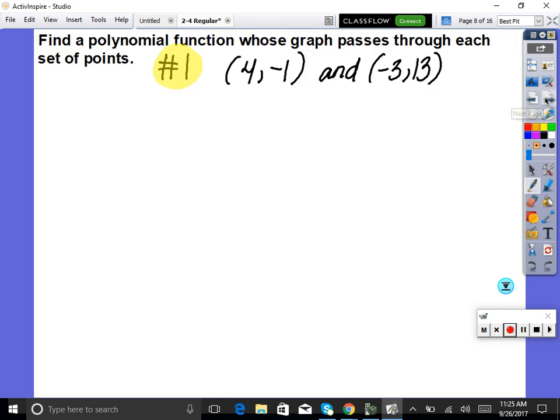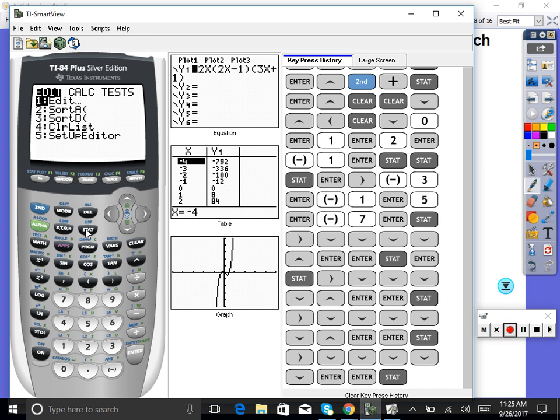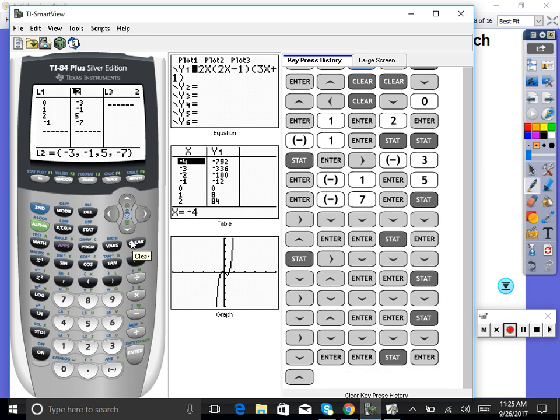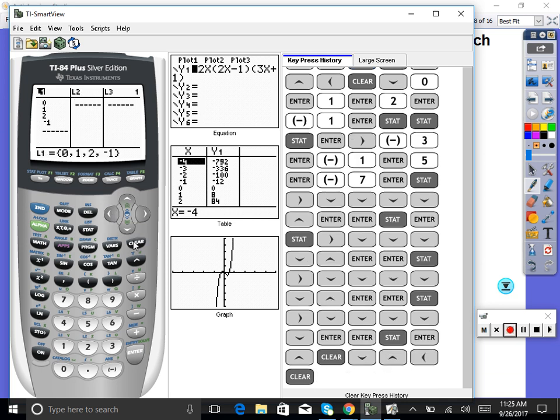Okay, let's do number 1 on the worksheet. Here we go. It says, find a polynomial function whose graph passes through these set of points. Okay? So everybody go to your calculator, go to stat, into edit. Now once again, you can clear out those lists. Go up to the L2 and hit clear, scroll down. Go over to L1, hit clear, scroll down.